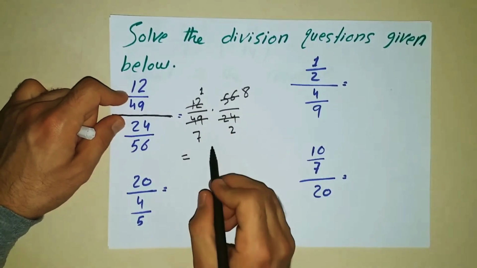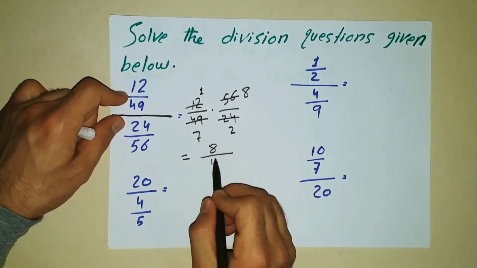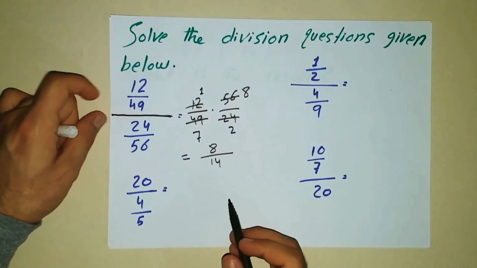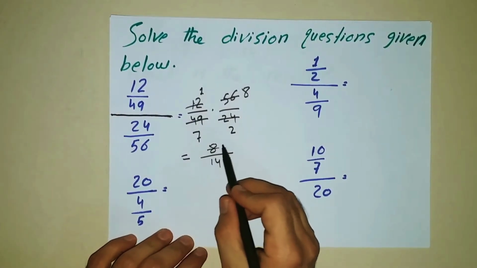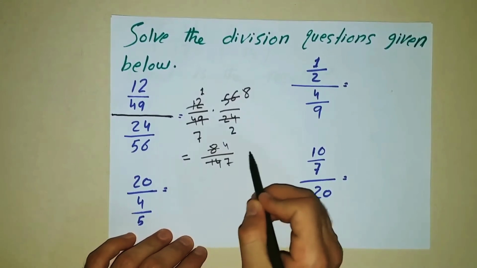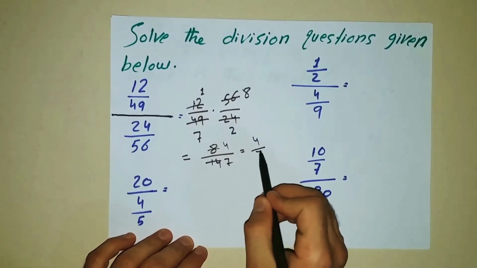So 8 1s are 8, and 14. Yes, we can simplify them more, because with 2, 2 4s are 8, 2 7s are 14. So our final result is 4 by 7.